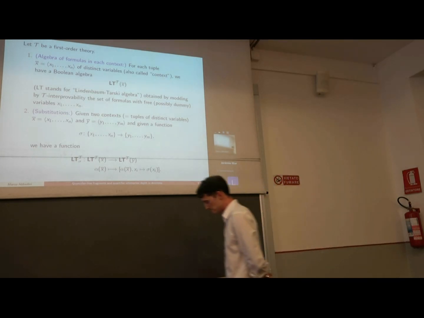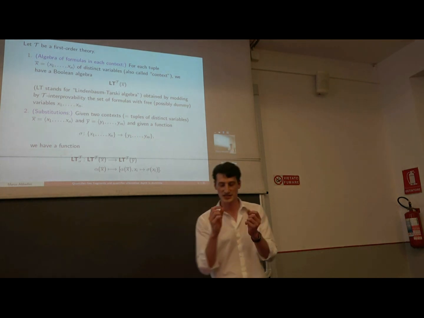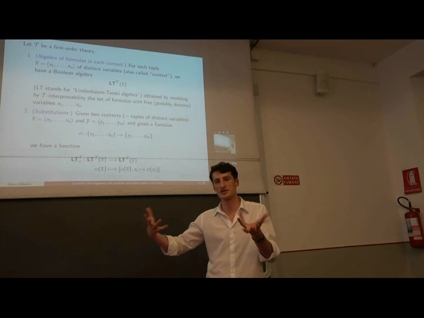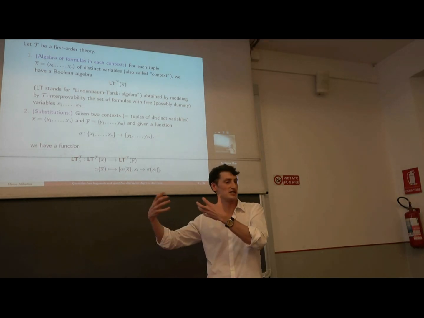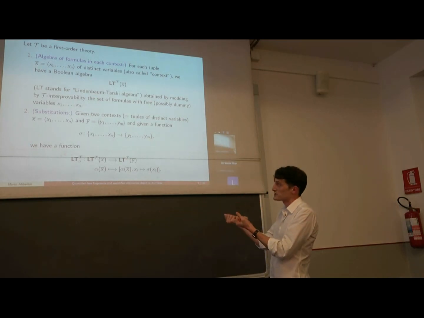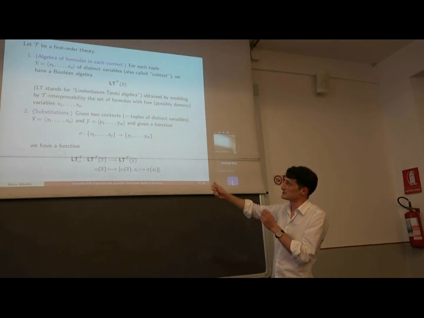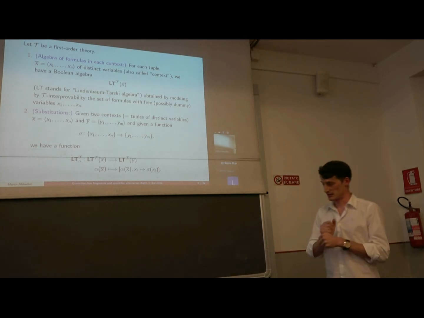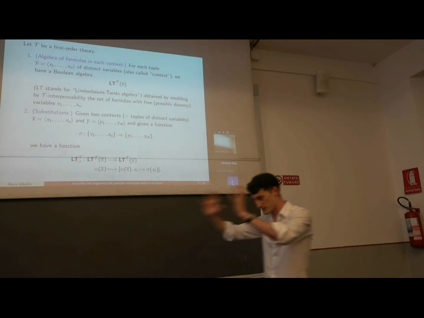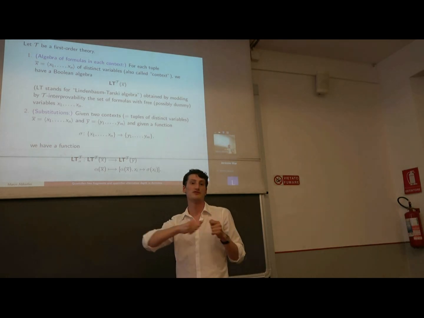If you have a first order theory, T, in first order logic, the idea to get an algebra is that for every context, for every set of possible free variables, you associate to it a Boolean algebra. Which Boolean algebra? The algebra of formulas with those variables as free variables, modulo T interprovability. So, the first component of the algebraic structure associated to a first order theory is an algebra for every tuple of different variables.